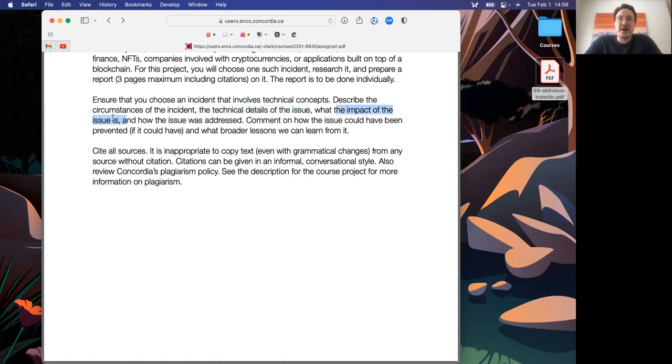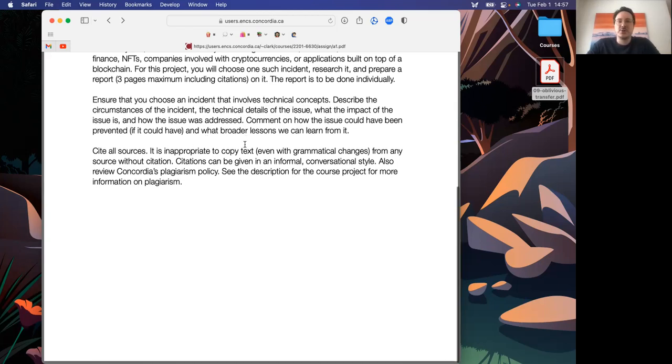You can talk about the impact, so what happened, was it a big deal, small deal? How many people did it influence? Did people lose money? Who lost money? That type of thing. And then was there a fix? Or how do we make sure that this isn't going to happen again? Did Ethereum have to change? Did, whatever the case may be, okay?